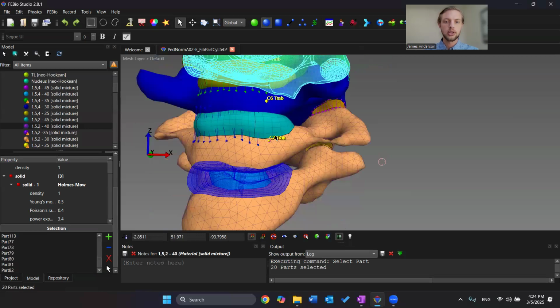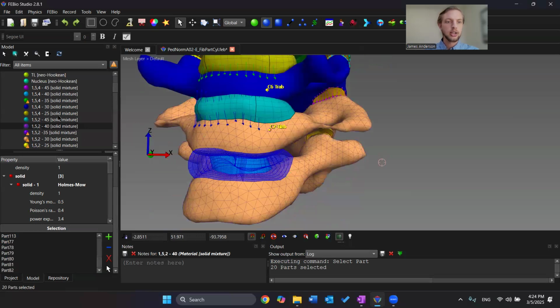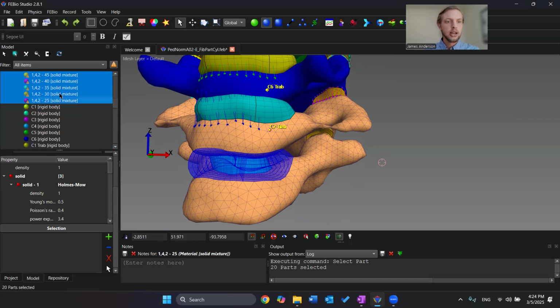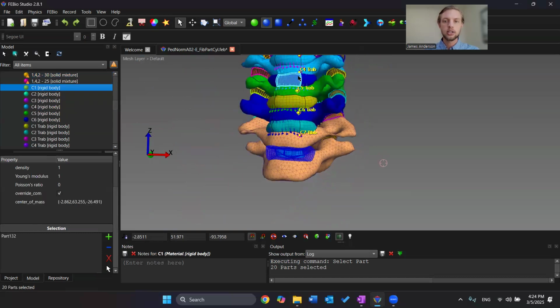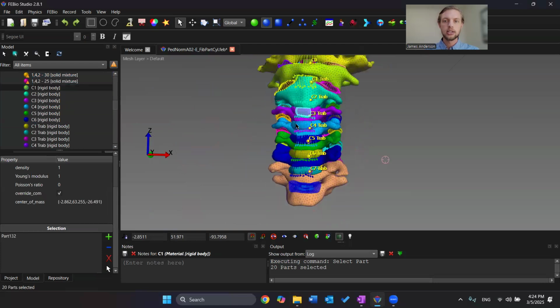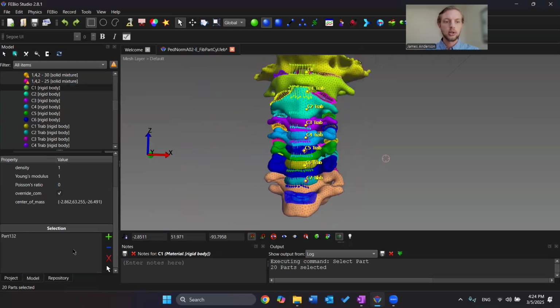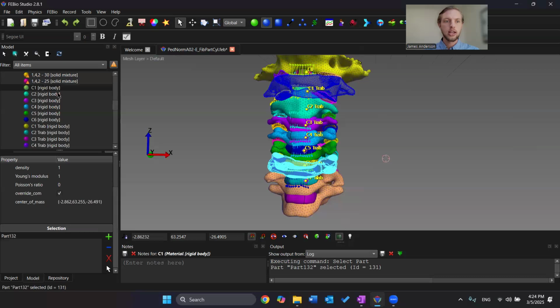So this is that one down there. And then the rest of these are just kind of left in here as vestiges. They aren't assigned to anything. Now we get to the bones, the rigid bodies. C1 is up here, part 132, and then all the way down to C6.